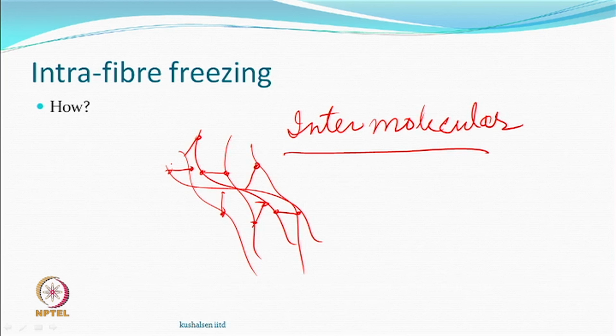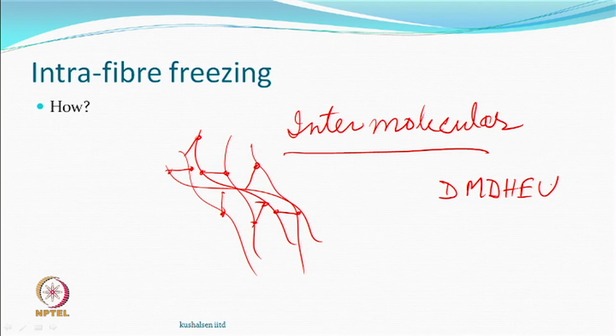Remember dimethyl dihydroxyethylene urea, DMDHEU. It can make cross links with cotton, cellulose. Then you can have any other kind of cross-linking agent which can do this type of job for different fibers. So, the chemistry would depend on the chemistry of the fiber.